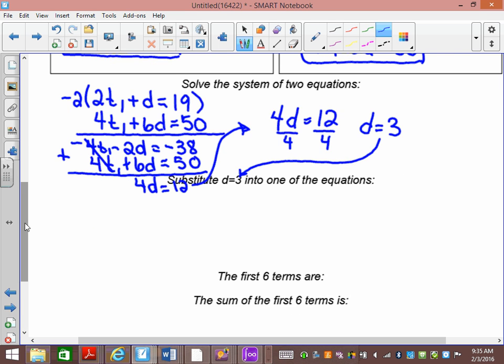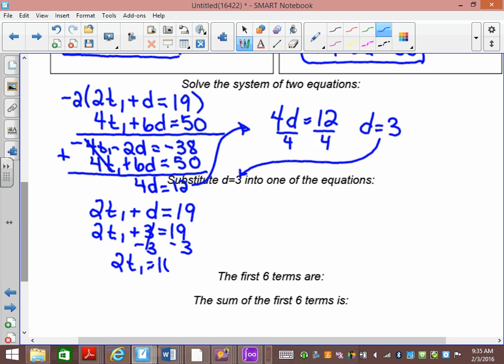So I'm going to use the first one. 2t1 plus d equals 19. D is 3, so 2t1 plus 3 equals 19. Subtract my 3. 2t1 equals 16. So t1 equals 8.